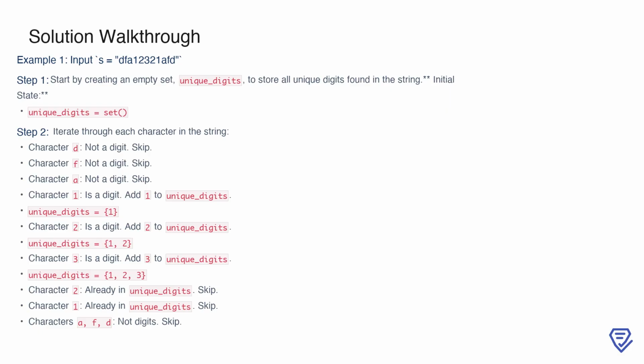When we reach the character 1, we see it's a digit, so we add it to unique_digits, making the set now contain 1. Similarly, we add 2 and 3 as they are digits, updating the set to 1, 2, 3. Any repeated digits, like the second 2 or 1, are skipped because they are already in the set. Lastly, the remaining non-digit characters are also ignored. By the end of this step, unique_digits contains all unique digits from the string: 1, 2, 3.